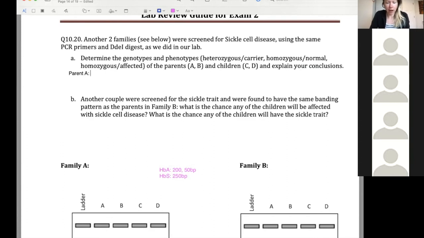So we'll say parent A, their genotype is HBA, HBS. They are heterozygous and a carrier. Parent B, same thing. They have one disease allele and one normal allele. That makes them a carrier.